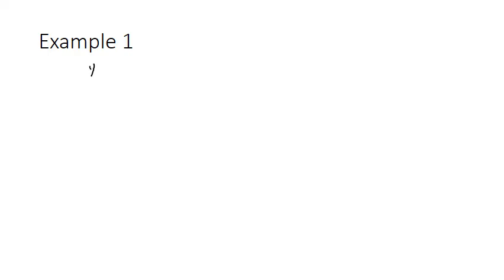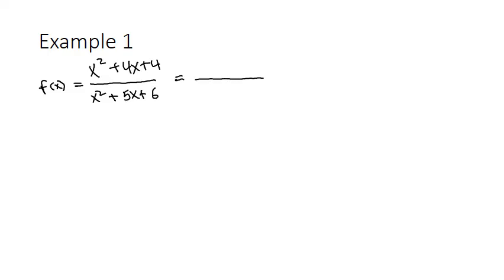Suppose we have the function x squared plus 4x plus 4 over x squared plus 5x plus 6, and we're asked to find where the holes are. The first thing that we would need to do is to factor. If we factor x squared plus 4x plus 4, it factors as x plus 2 times x plus 2. If we factor x squared plus 5x plus 6, that factors as x plus 2 times x plus 3.